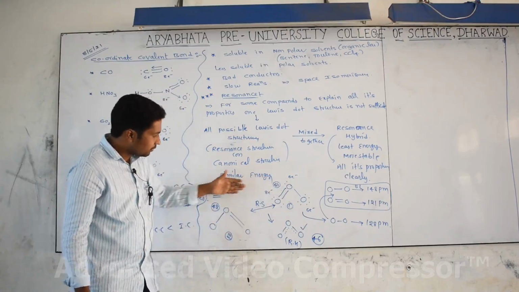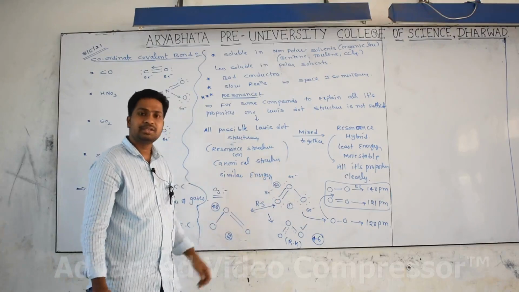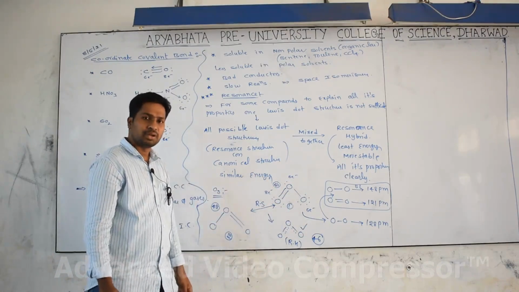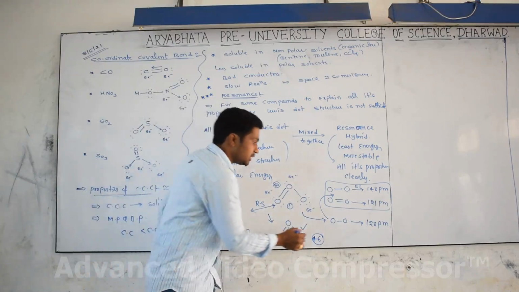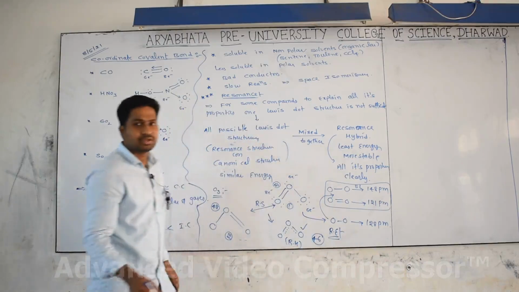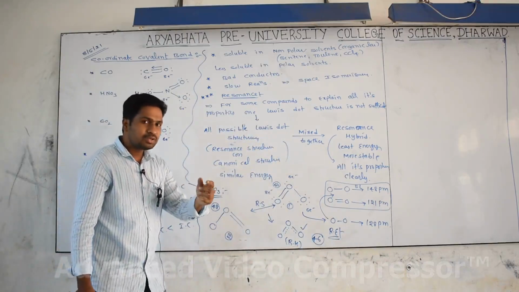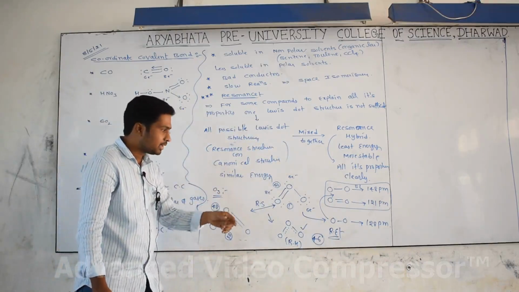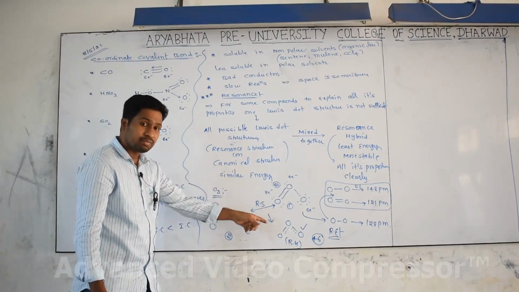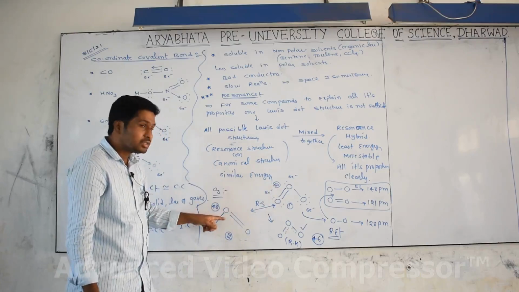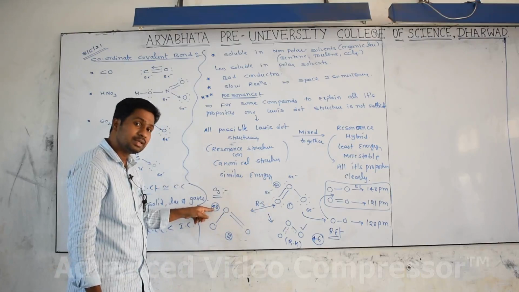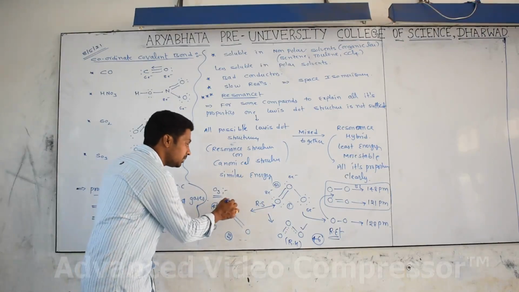So while going from here to here, what happens? Energy is released. That's why finally the hybrid is more stable. Here one definition is there: resonance energy. What is the meaning of resonance energy, sir? Resonance energy means the energy difference between the most stable canonical structure and the resonance hybrid. Most stable canonical structure means what? It is 50, it is 48. 48 is less energy, so relatively more stable.